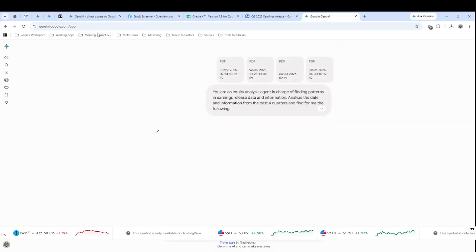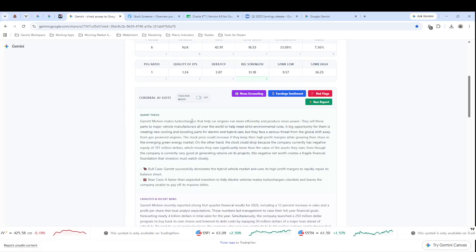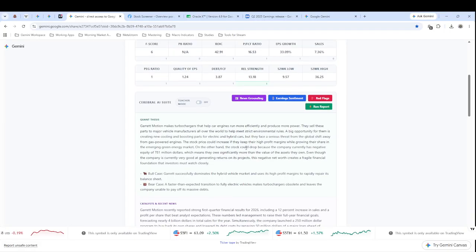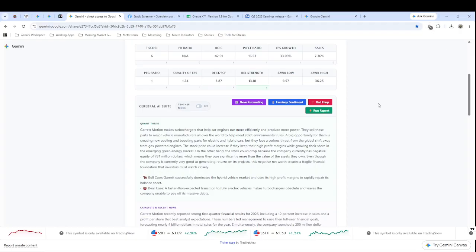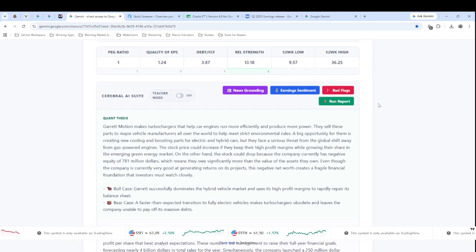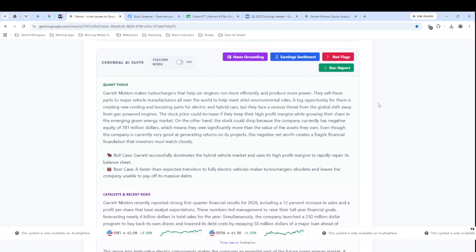All right, let's let them do that. Let's come back over here. And let's actually zoom in a little bit here. All right. So let's find out a little bit more about Garrett Motion here. They make turbochargers that help car engines run more efficiently and produce more power. They sell these parts to major vehicle manufacturers all over the world to help meet strict environmental rules. A big opportunity for them is creating new cooling and boosting parts for electric and hybrid cars.